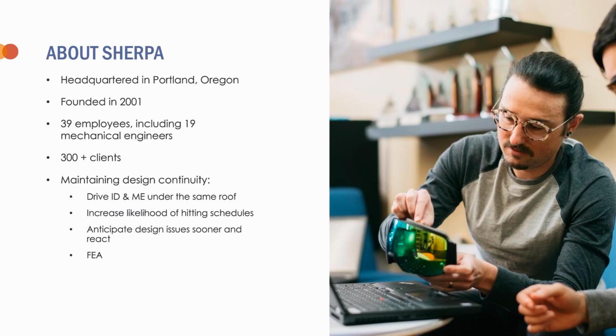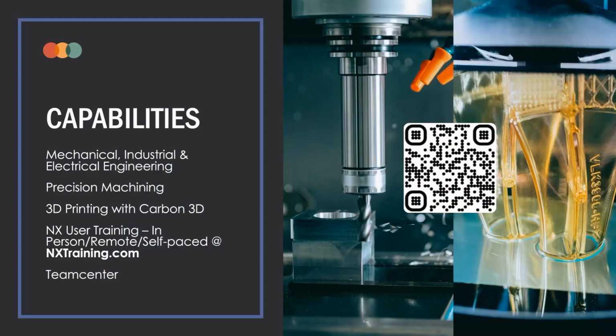First, a bit about Sherpa. We're in Portland, Oregon, and since 2001, Sherpa has been providing engineering services to companies nationwide. We are a small but growing engineering company with many customers in the Pacific Northwest and nationwide. Our capabilities include complete turnkey engineering services with electrical and mechanical engineering coupled with industrial design. We have a precision machine shop for short-run production needs as well as prototyping. We do production-level 3D printing with carbon machines.